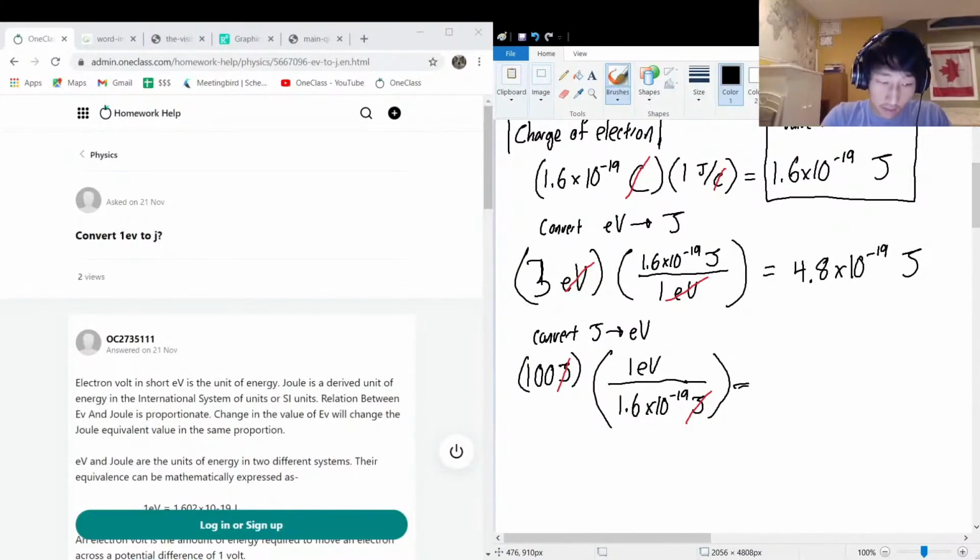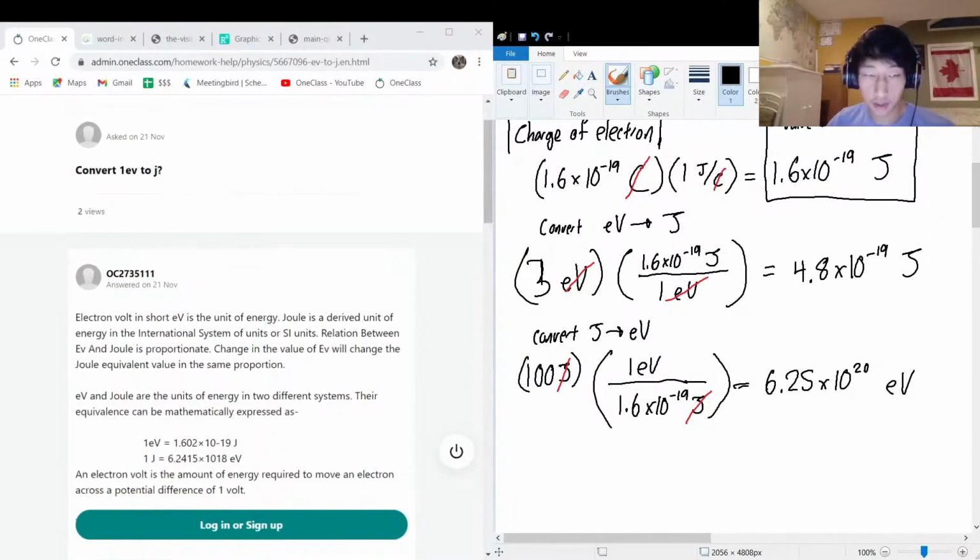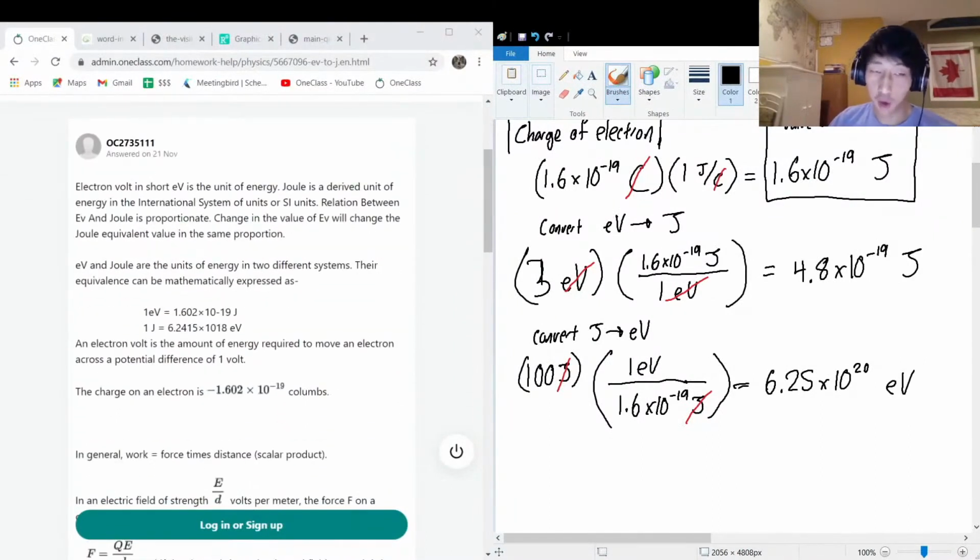100 divided by 1.6 times 10 to the power of negative 19. And the result of that is 6.25 times 10 to the 20. That's a big number of electron volts. And that makes sense because electron volts are significantly smaller than 1 joule. So it would make sense to get a massive number for 100 joules. To be more precise, you could use 1.602, but typically 1.6 is good.